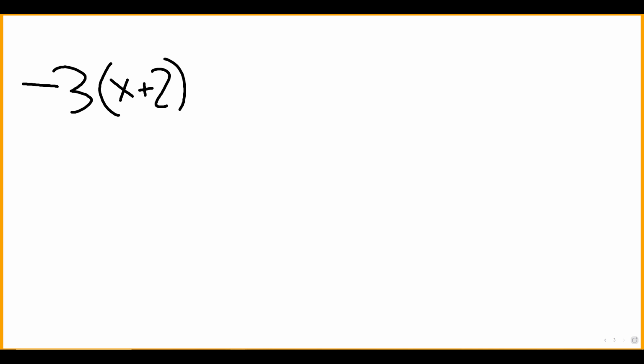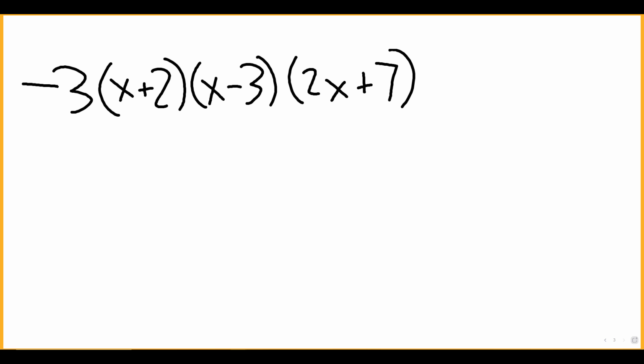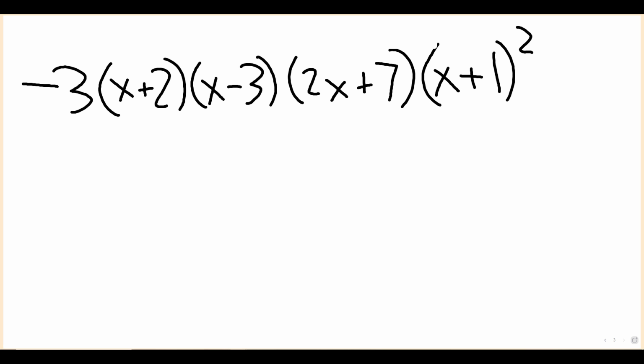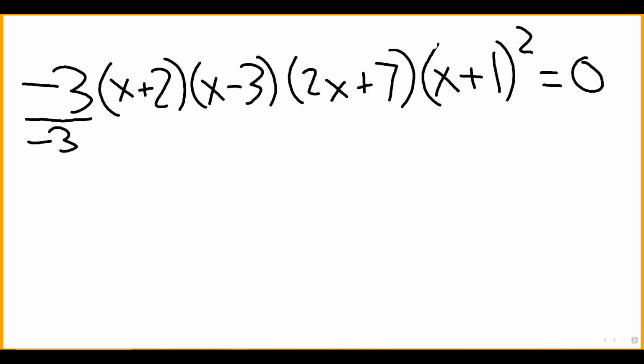Now let's go to another problem. This is going to be a bit longer. Negative 3 times x plus 2 times x minus 3 times 2x plus 7, and let's add one more factor, x plus 1 squared, equal to 0. Let's start at the beginning. Over here, this is negative 3, so we can divide both sides by negative 3. 0 divided by negative 3 is also 0, so we can get rid of that, and this is still 0.